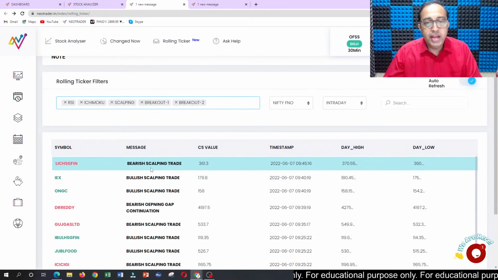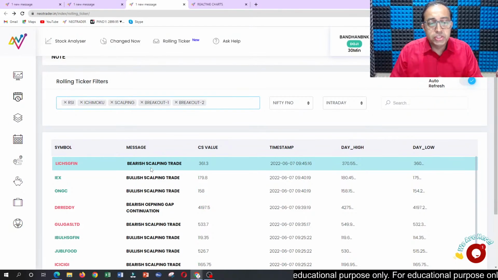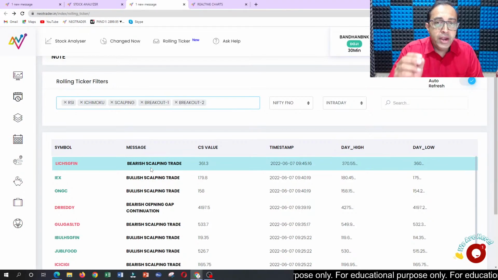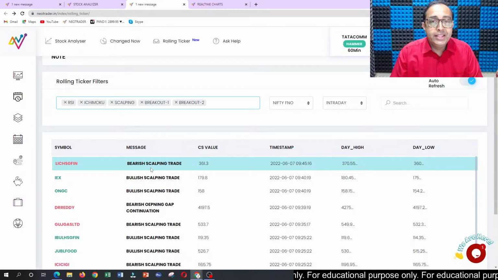Fresh trade of LIC Housing, bearish scalping trade. So for those who are participating on an intraday basis, this particular page offers a lot of view, and it gives you a focus on looking at the stocks that are in action. Money can be made only when you look at the stocks in action, right? That's the whole agenda. How can you look at a stock in action? You can only know when you are enabled. So that's the whole idea.